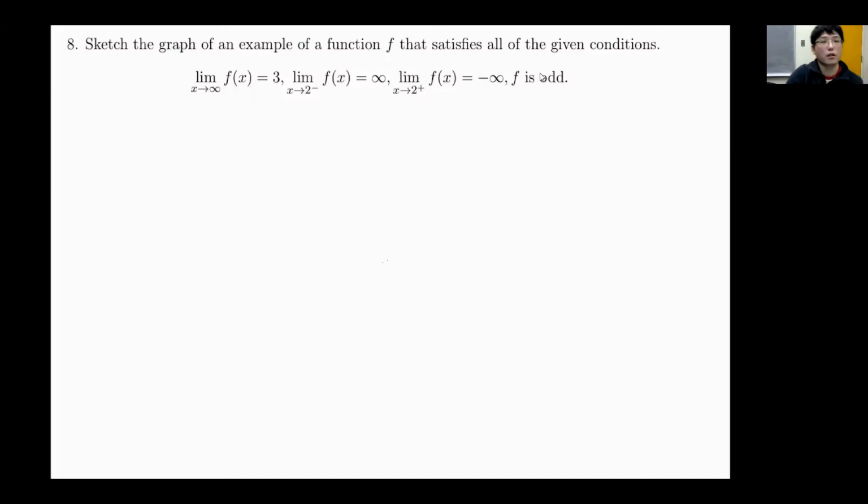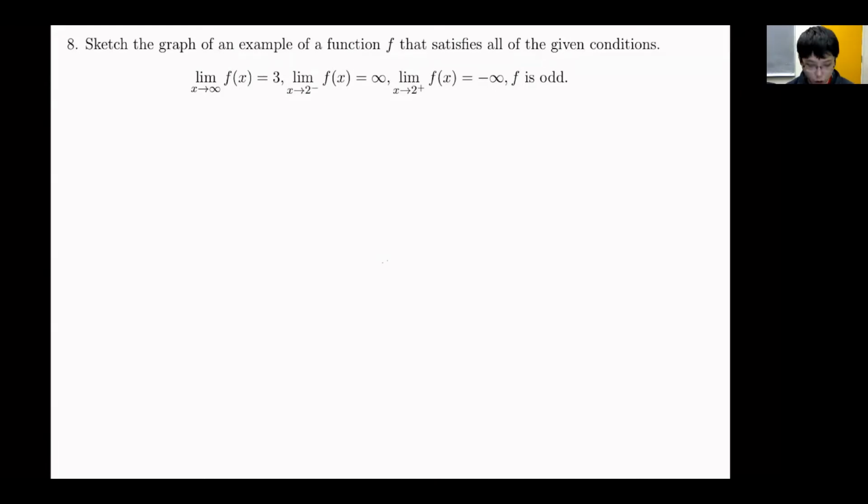Okay, so problem 8 is a little bit tricky because this is really an open-ended question. You are only asked to sketch the graph of an example of a function f satisfying all these conditions. So the solution to such kind of open-ended problem is not necessarily unique.